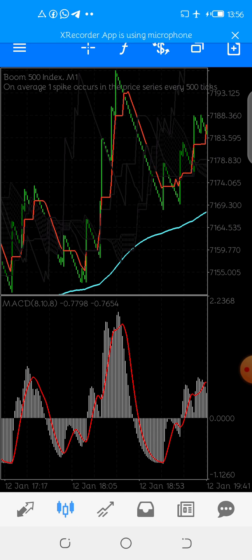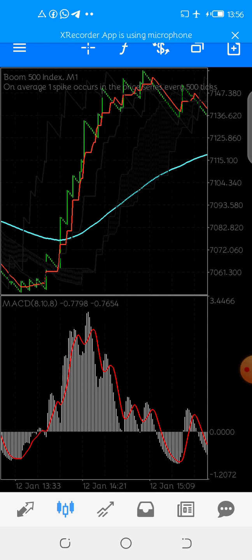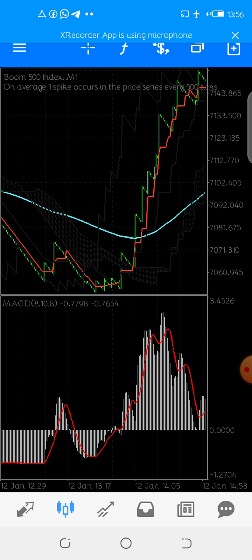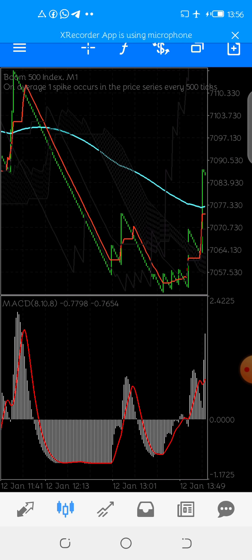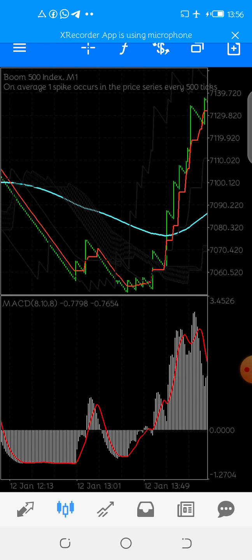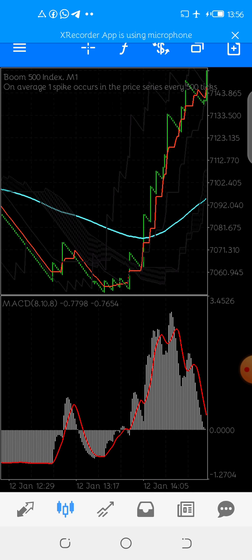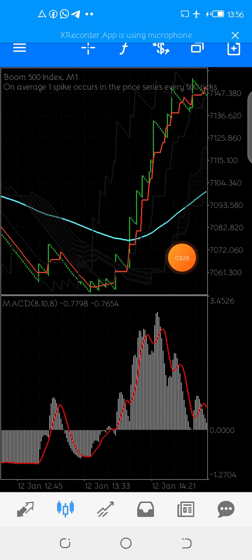Every time, if you want to trade spikes, trade if you are above or below the 500. If it is boom, let it be above the moving average 200. I mean, let us be above this line. Okay, let us be above this line.